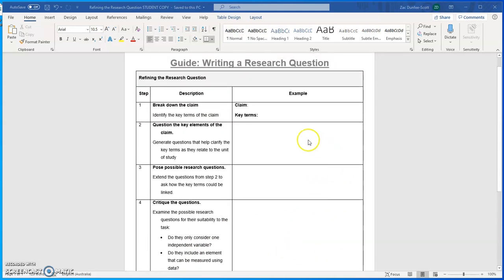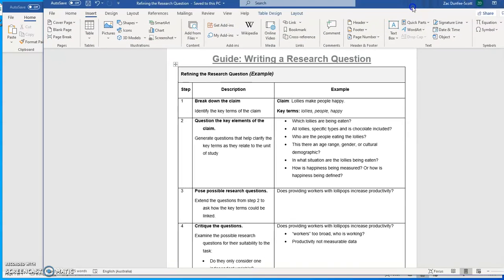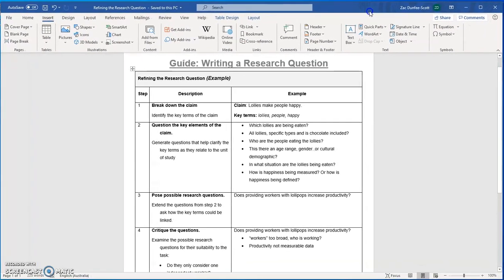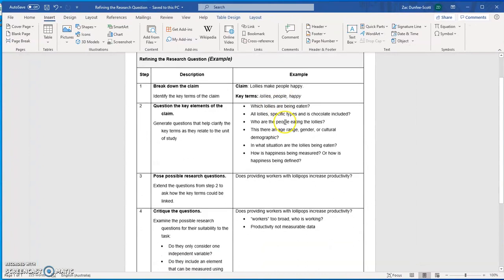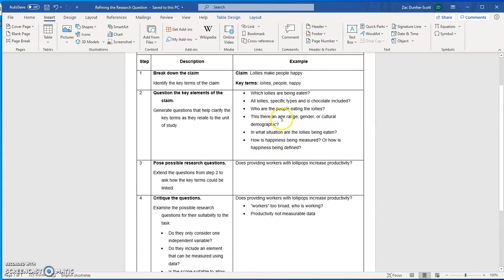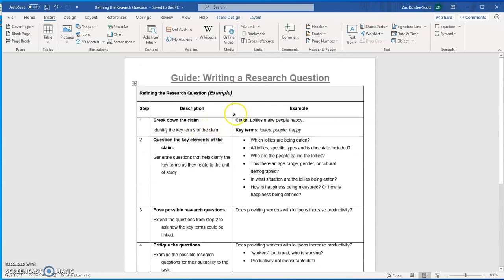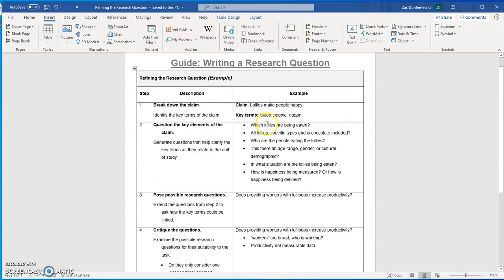Now, I have completed one of these for you. I have an example to show you, and I'll put it up on the screen right now and spend the class going through this with you. Hopefully by the end, following me on this example, it makes more sense how to actually turn a claim into a finalized research question.